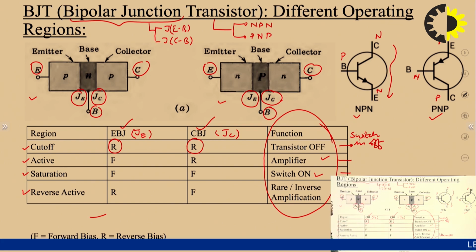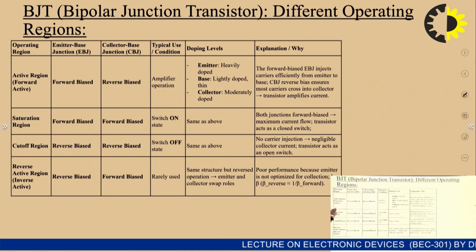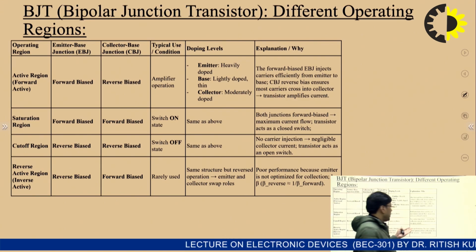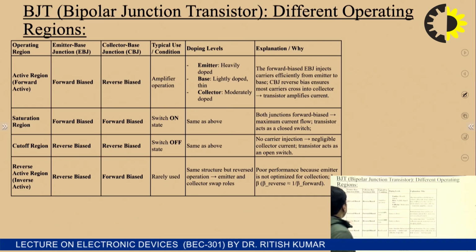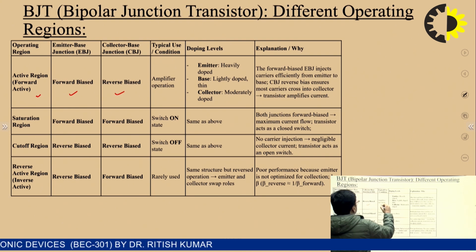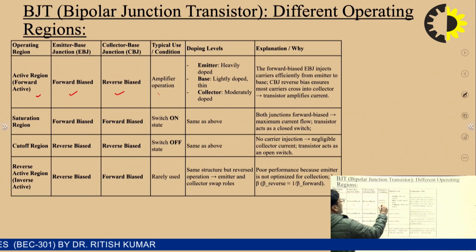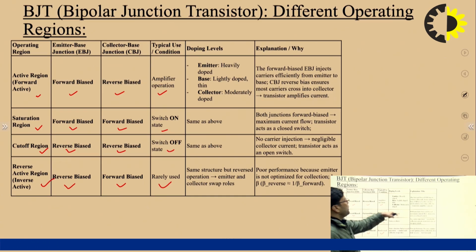So these are the different operating regions we need to understand to identify the application of the bipolar junction transistor. This table specifies the different operating regions, applications, and doping level. The first four columns, 1, 2, 3, 4, we have already studied in the last slide, but the fifth column is the doping level we need to understand.